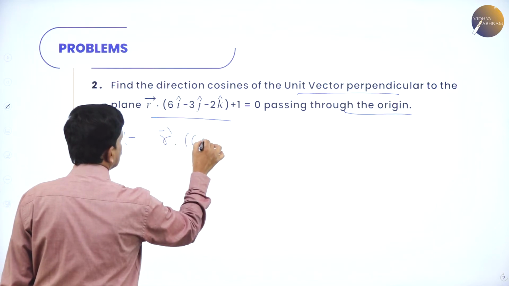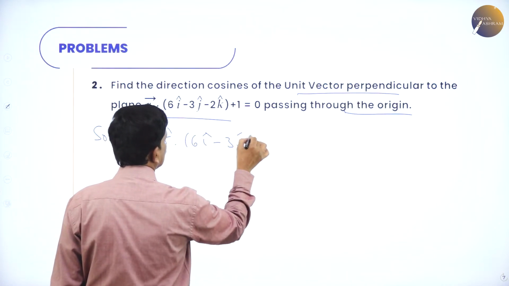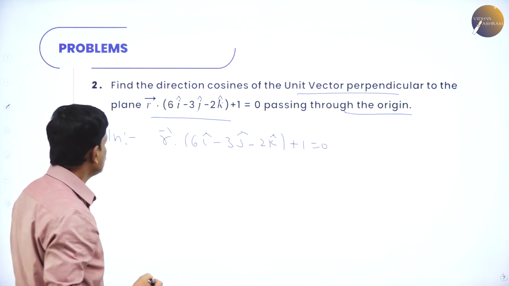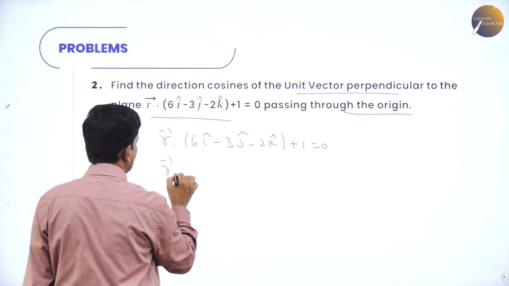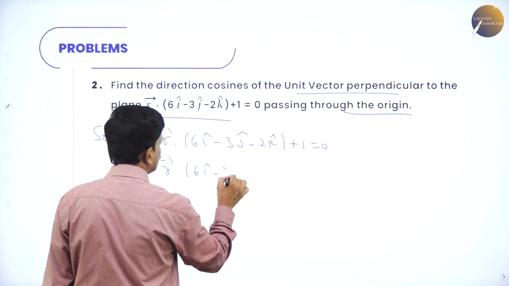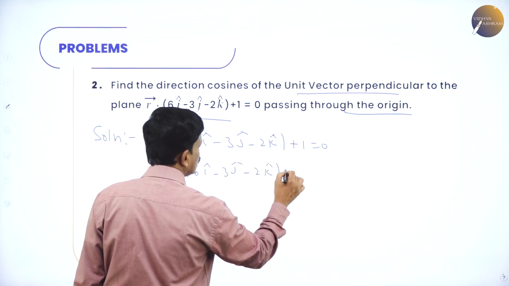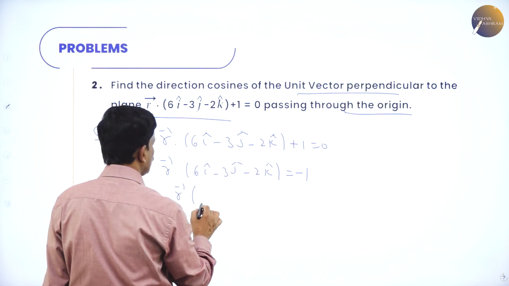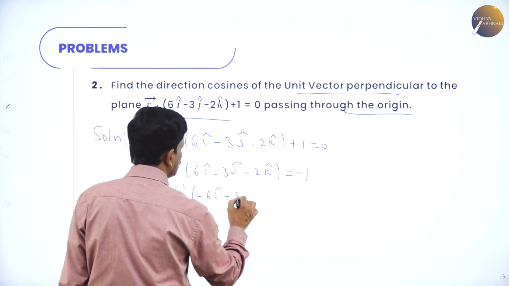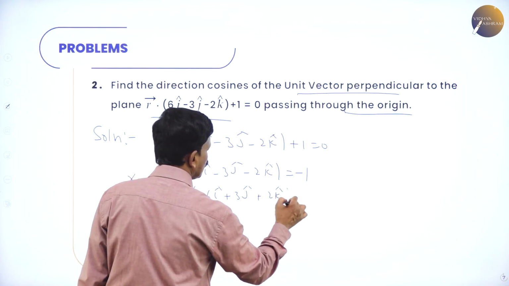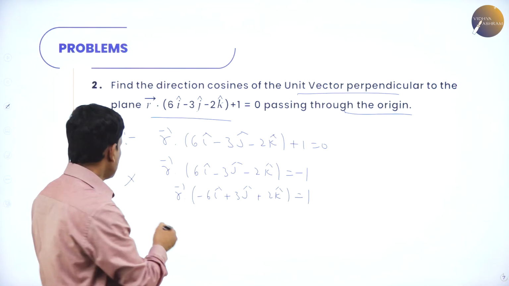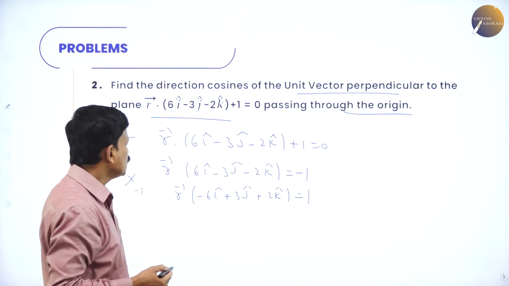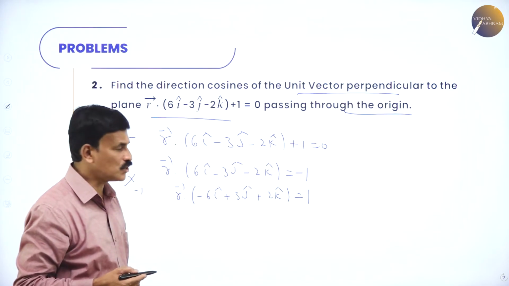Given vector r dot (6i minus 3j minus 2k) plus 1 is equal to 0. This equation can be written as vector r dot (6i minus 3j minus 2k) is equal to minus 1. Multiplying by a negative sign, we will get vector r dot (minus 6i plus 3j cap plus 2k cap) is equal to 1.